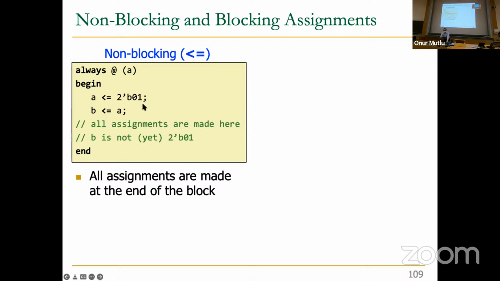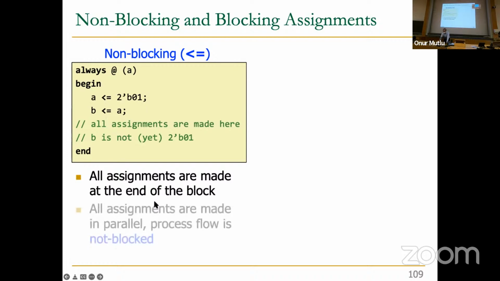We'll see the difference between equals and this less than or equal. All assignments are made in parallel, process flow is not blocked. That's why you can think of this as logic executed completely in parallel, right? This A gets assigned whatever equation is over here, concurrently with what B gets assigned, whatever equation is over here. That's the beautiful concurrency in hardware. That's essentially what you get in combinational logic in hardware.